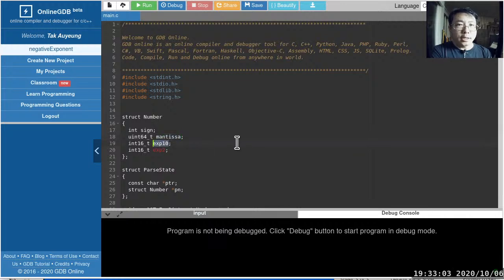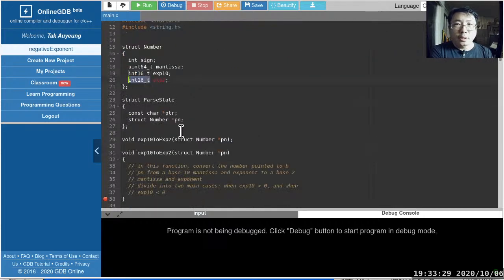It has got the exponent of 10, which is 16-bit signed. And it's got an exponent of 2, exp2, and I don't know why it is highlighted in red. Probably because it resembles one of the functions in C. But this is exp2, it's really just the name of a member, and that is also an unsigned 16-bit integer. So number is a structure that's already defined like this.